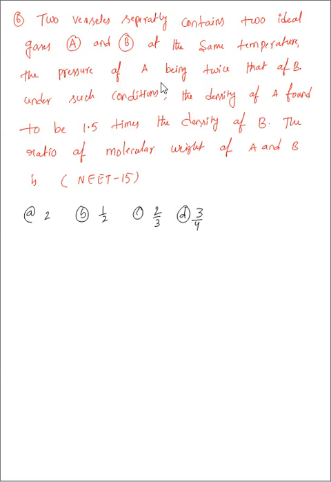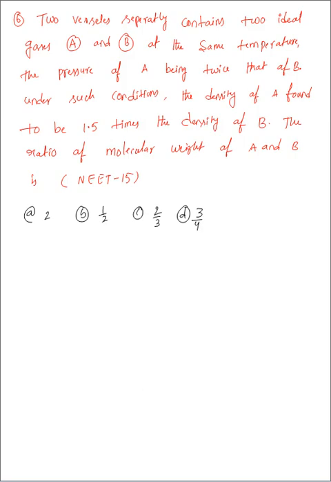In this question they are asking, two vessels separately contain two ideal gases A and B at the same temperature. The pressure of A being twice that of B. Under such conditions, the density of A is found to be 1.5 times the density of B. The ratio of molecular weight of A and B. NEET 2015 they asked. Option A 2, option B 1 by 2, option C 2 by 3, option D 3 by 4. So let me solve this.